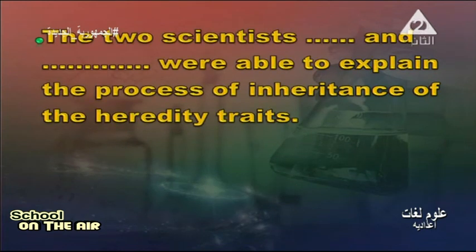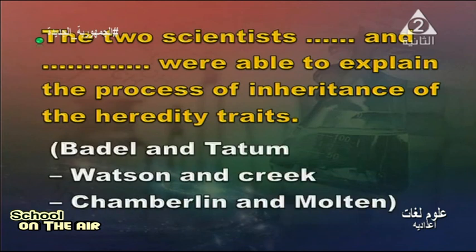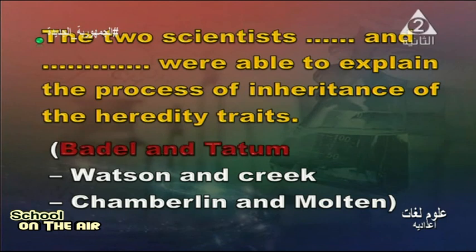The two scientists who were able to explain the process of inheritance of the hereditary traits are: Biddle and Tatum, Watson and Crick, or Chamberlain and Moulton? The correct answer is Biddle and Tatum.